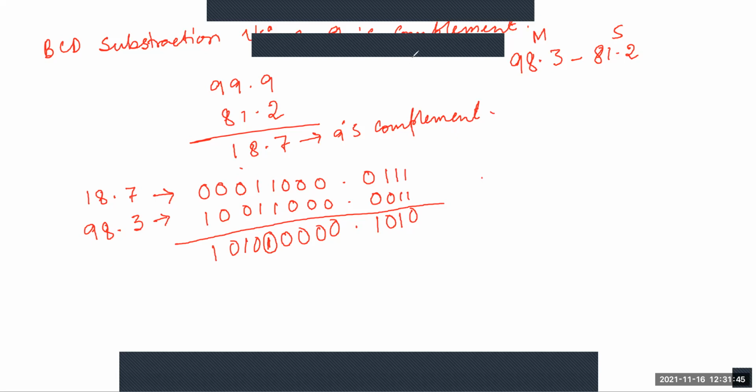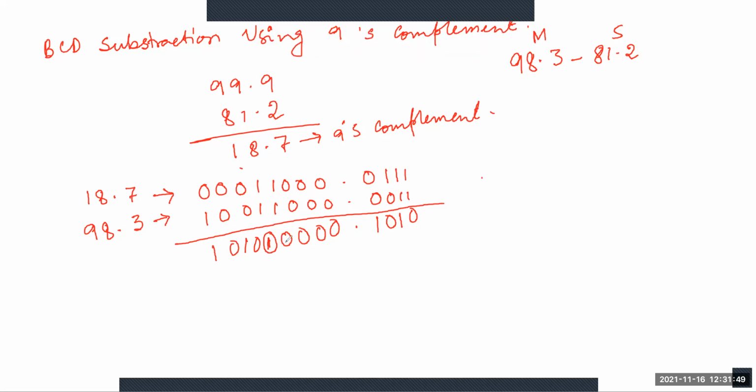Now look. If you take this carry 1, then for the second digit we are getting 5 bits, actually 10000. And this is 1010, and this is 1010.